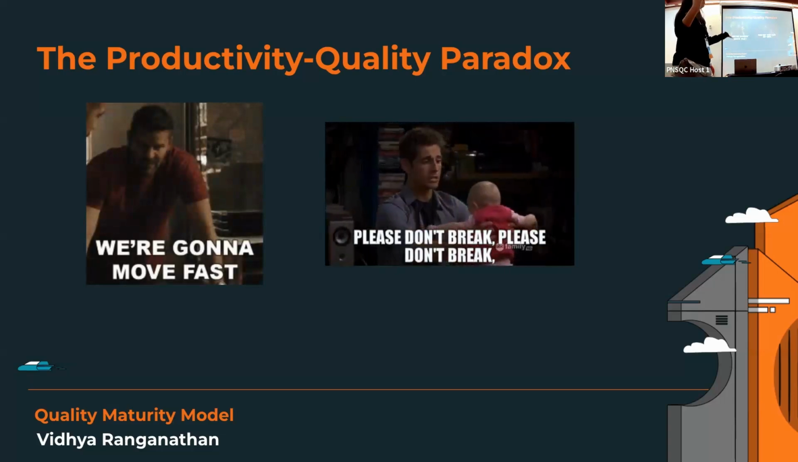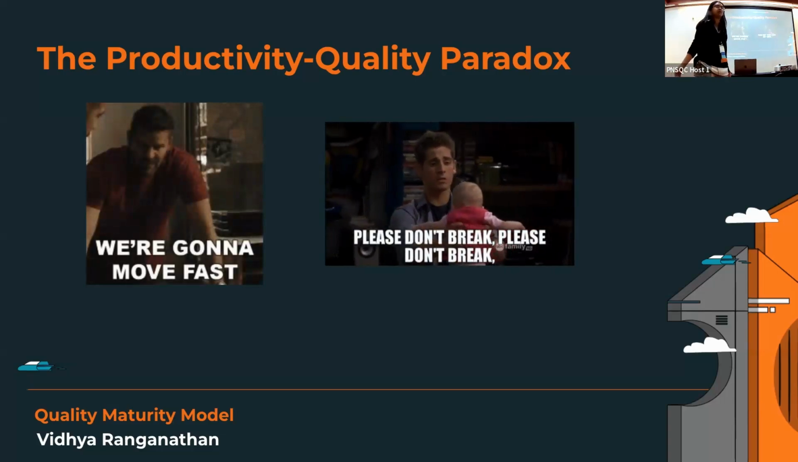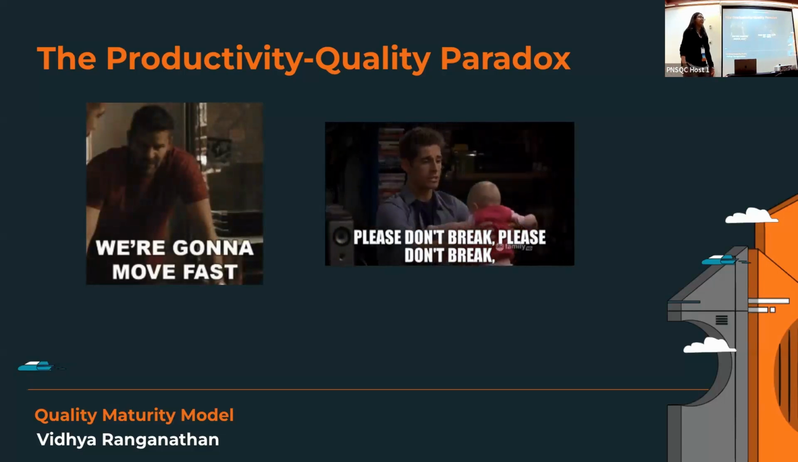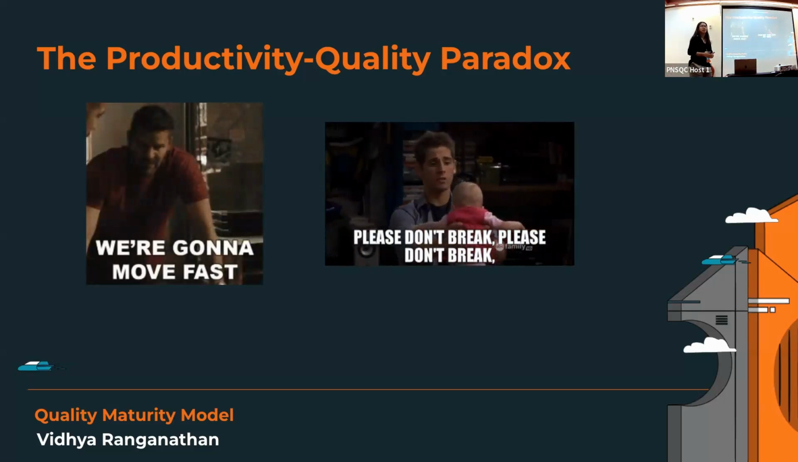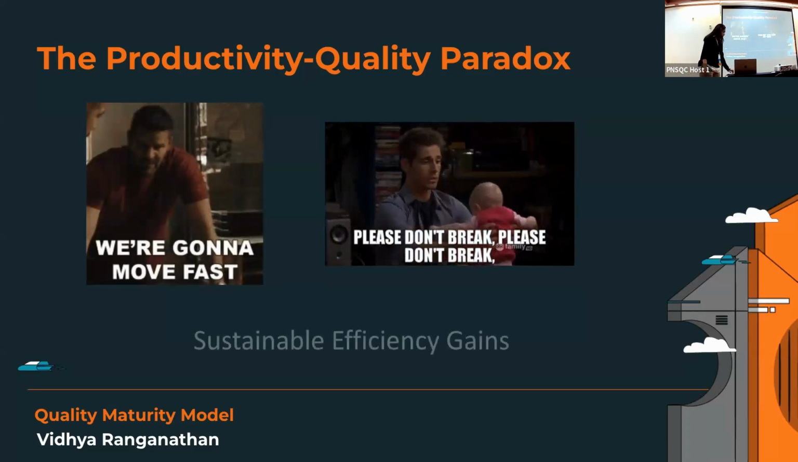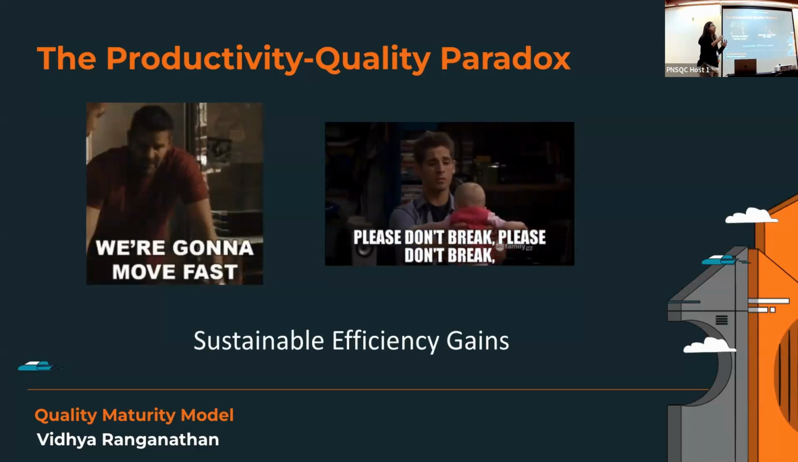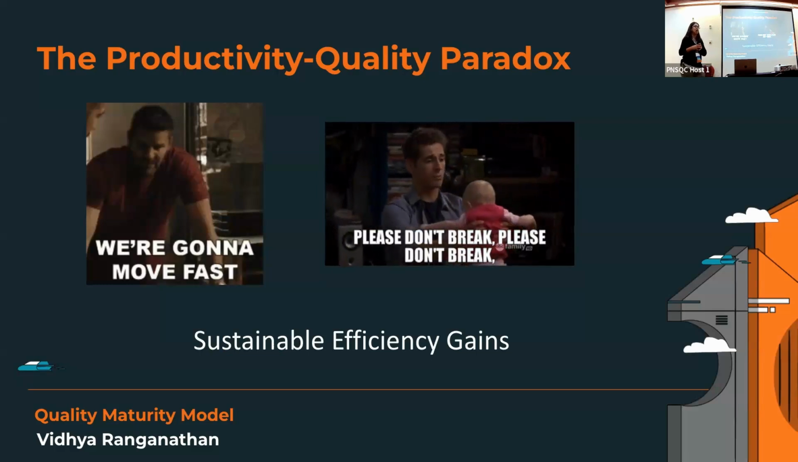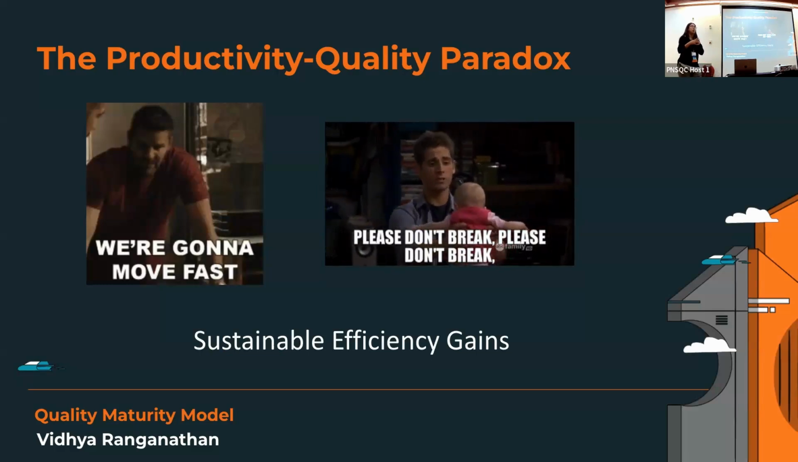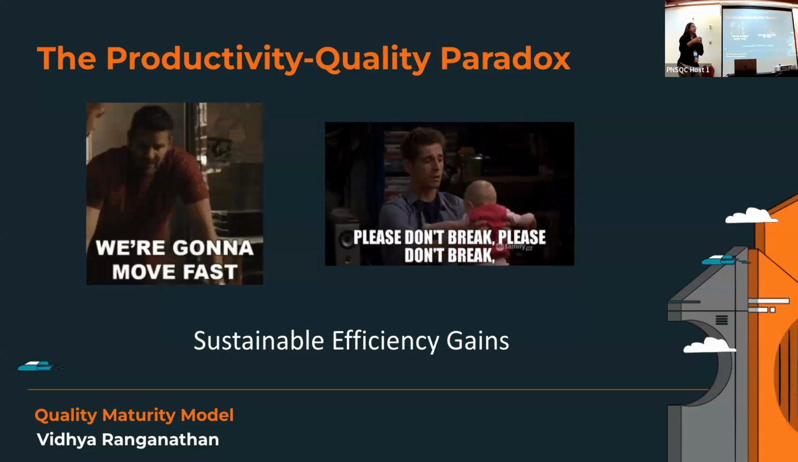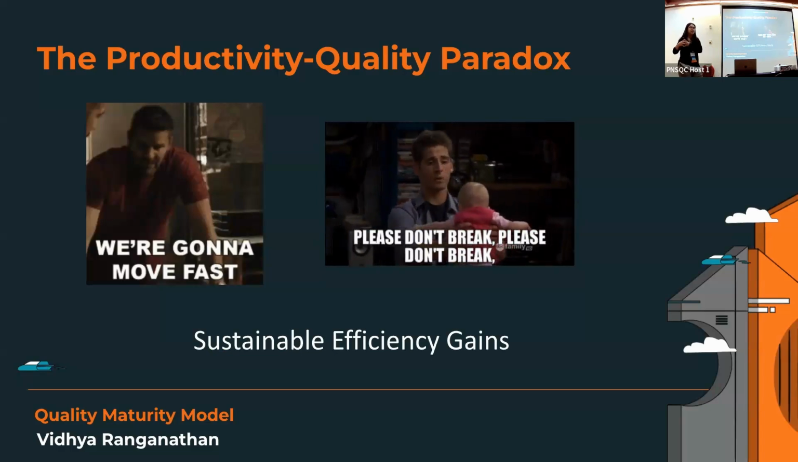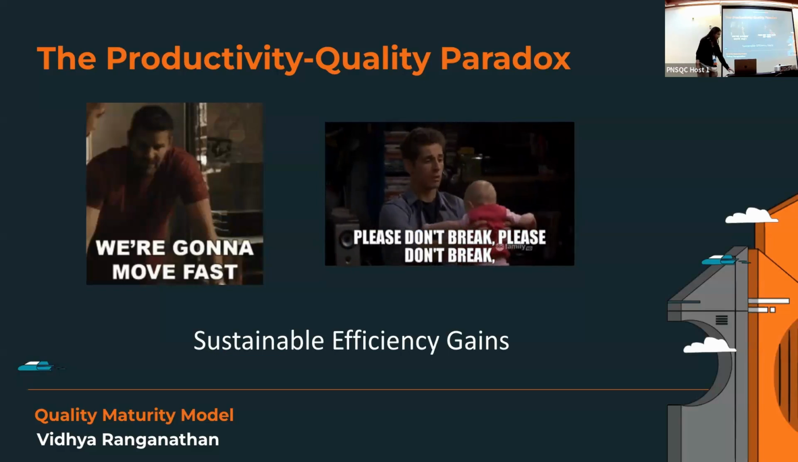There is a very common phrase, "move fast and break things," by Mark Zuckerberg. But no, they did not actually want to break things. But that was not factored into a lot of productivity talks that happened around the world. So this model's primary intention was to come up with how you can get sustainable efficiency gains in your productivity, and what it takes to do that. And I believe quality is the center of that sustainable efficiency gain. That's kind of where everything starts from.